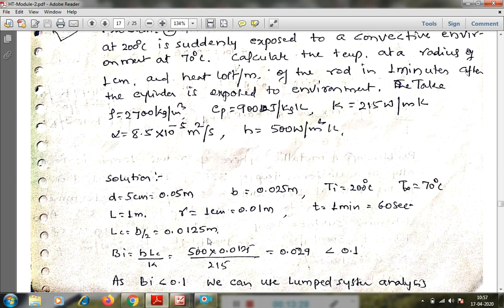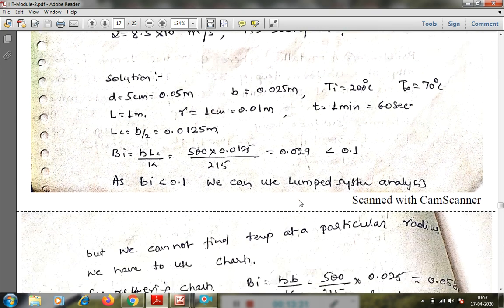The characteristic length here we have to take. The characteristic length we use for finding the Biot number, to check whether lumped system analysis is applicable or not. But for using the chart, it is not necessary to take the characteristic length. That you have to keep in mind, it's very important. While using the charts, we use hb by k only for finding the Biot number, and alpha t by b square for finding the Fourier number. But for checking only, we have to use the characteristic length for the cylinder and the sphere.